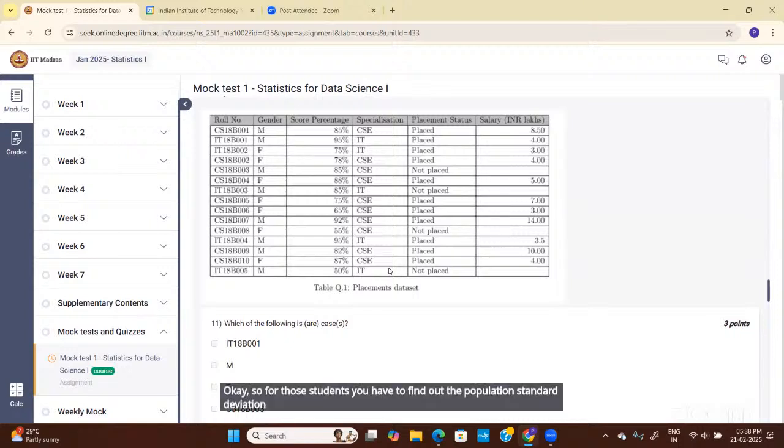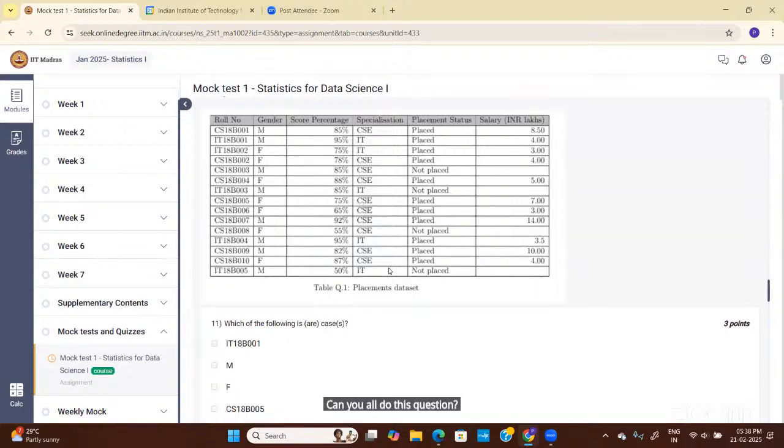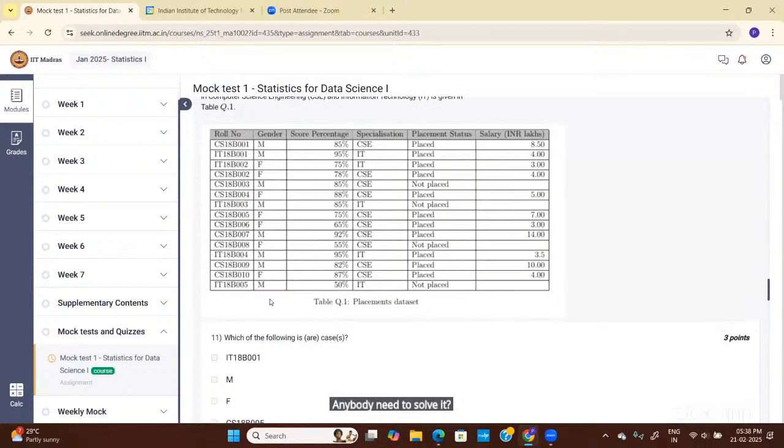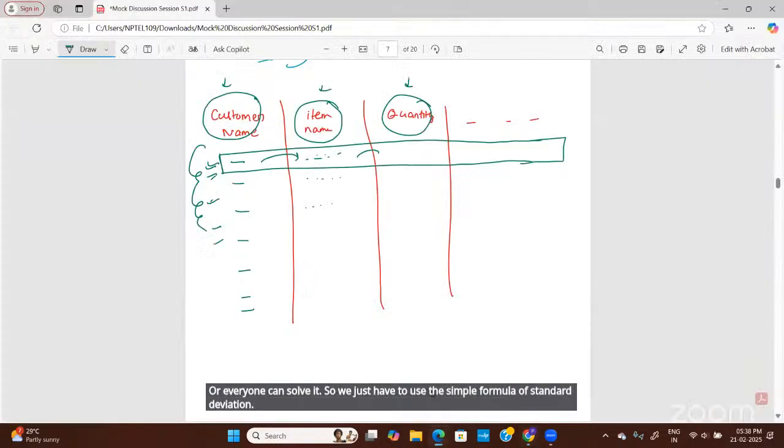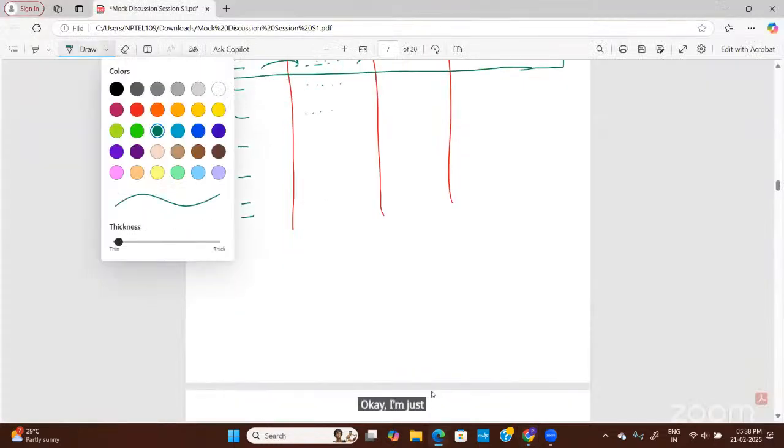Can you all do this question? Yes, ma'am, I solved it. Or can everyone solve it? We just have to use the simple formula of standard deviation. I'm just giving you an overview of it. So the formula of population standard deviation. Okay, so first of all, population standard deviation.